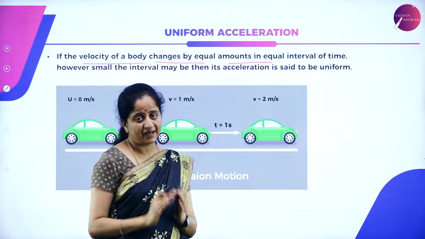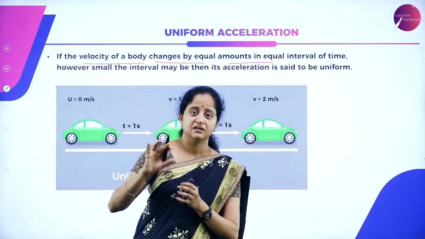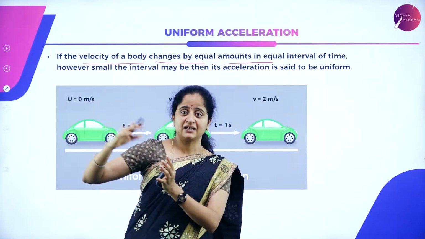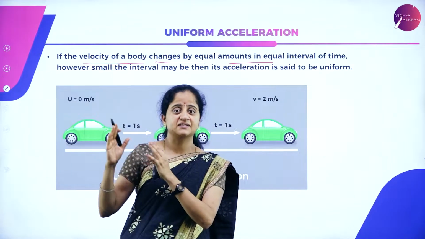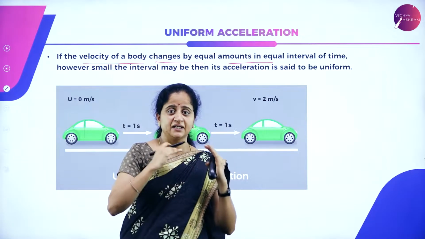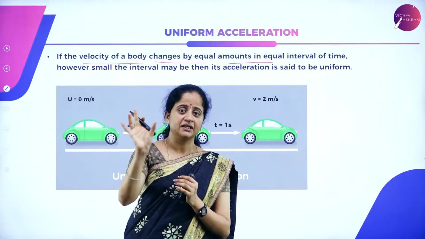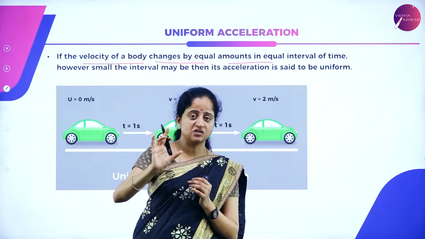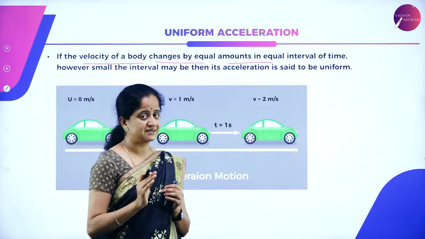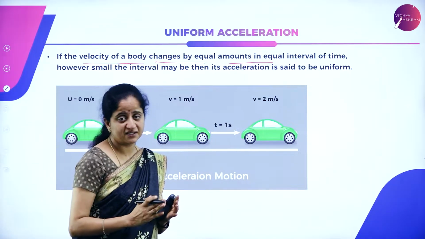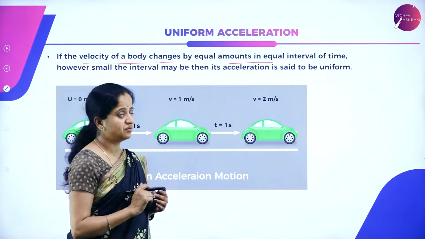under uniform acceleration. For example, for 1 hour, the body is changing its velocity by a certain number of meters per second, and in the next 1 hour, the same amount of velocity is changing. The next 1 hour, it is changing by the same amount. Then we can say that in equal intervals of time, that is 1 hour, 1 hour, 1 hour, the body is also changing its velocity in equal amounts. So this case is called uniform acceleration. I repeat, uniform acceleration is nothing but the change in velocity of a body equally in equal interval of time.